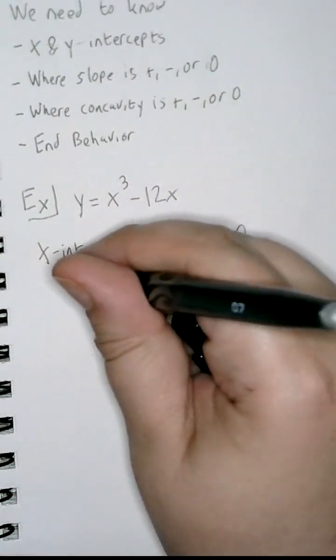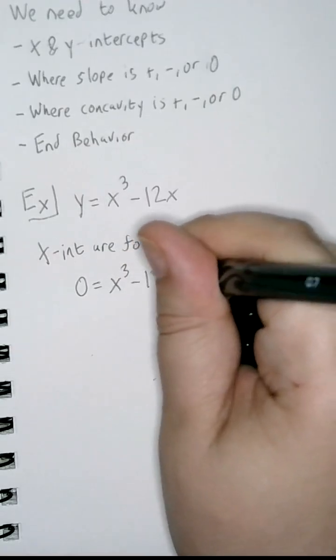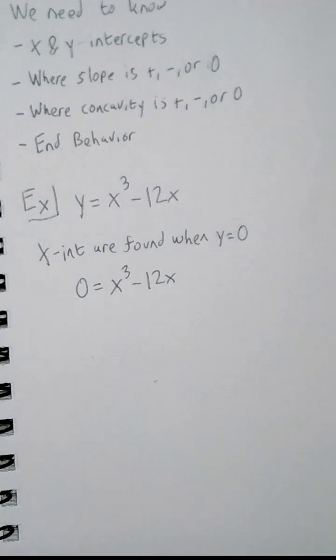So, I have 0 is equal to x cubed minus 12x. So, let's start by figuring out how to factor this. So first, what do you think I should do first?